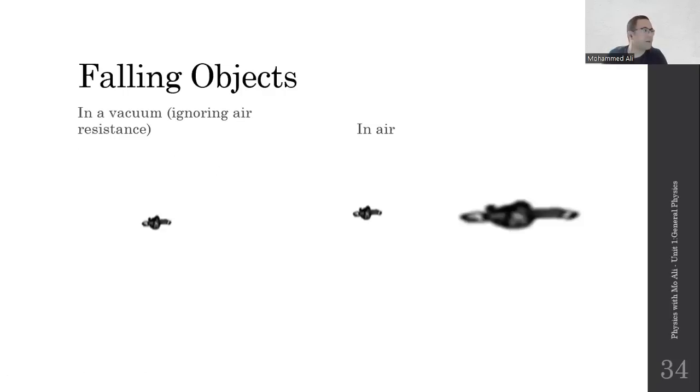Finally, there are 2 cases of motion that you need to keep in mind and memorize. Case number 1, if an object is falling in a vacuum, there's no air resistance, you fall with a constant acceleration of 9.8 meters per second squared, which is the value of g.